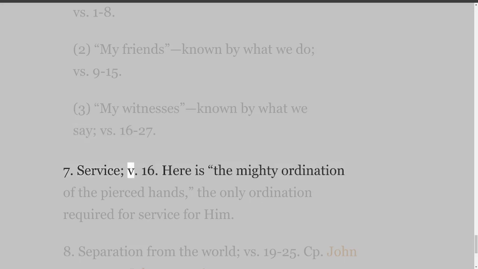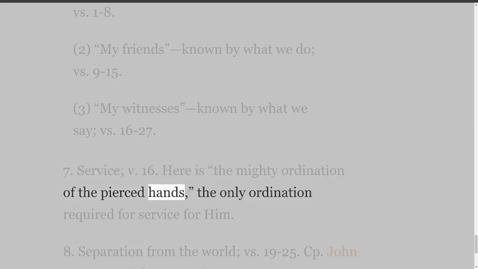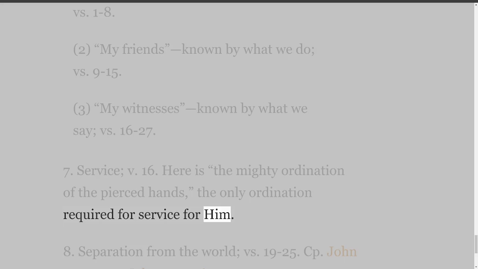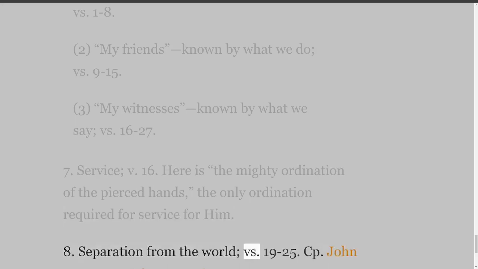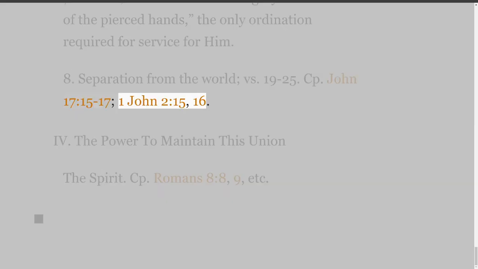7. Service, verse 16. Here is the mighty ordination of the pierced hands, the only ordination required for service for him. 8. Separation from the world, verses 19 to 25. Compare John 17, verses 15 to 17, 1 John 2, verses 15 and 16.